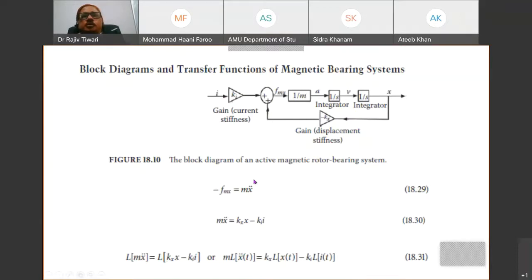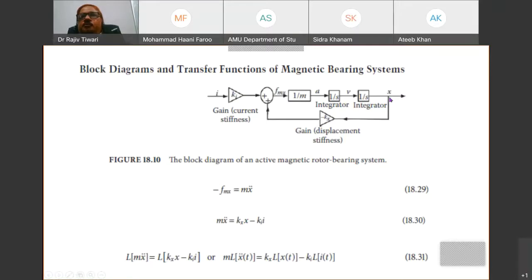So here we have the governing equation which we derived earlier. Now you can see that we have the mass, and the magnetic force is applied on that. So the output is the acceleration. If we integrate that, we'll get the velocity. Further, if we integrate, we'll get the displacement. So displacement is the output of the system.